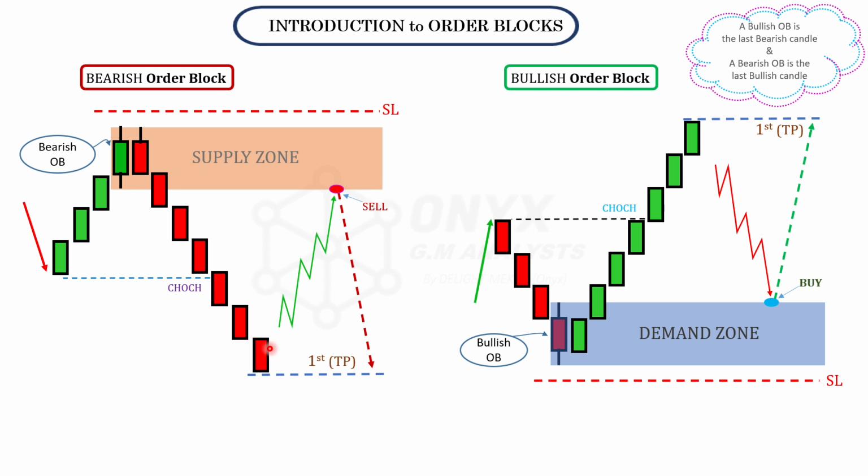You can use this previous low as your target, and you put your stop loss above the most recent high, in this case above these recent highs. That is what we call a bearish order block, and then we sell there, we put our stop loss above the order block, and we use the most recent low as our target.